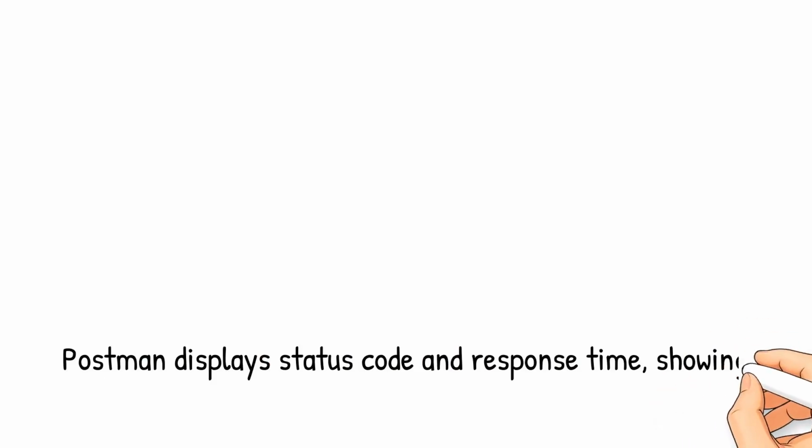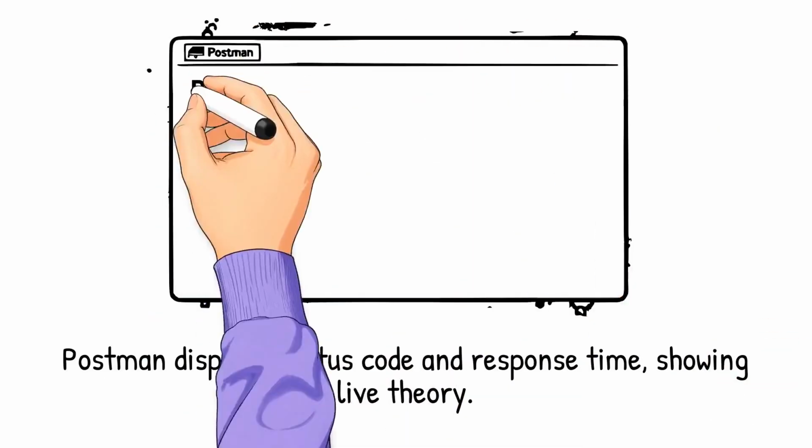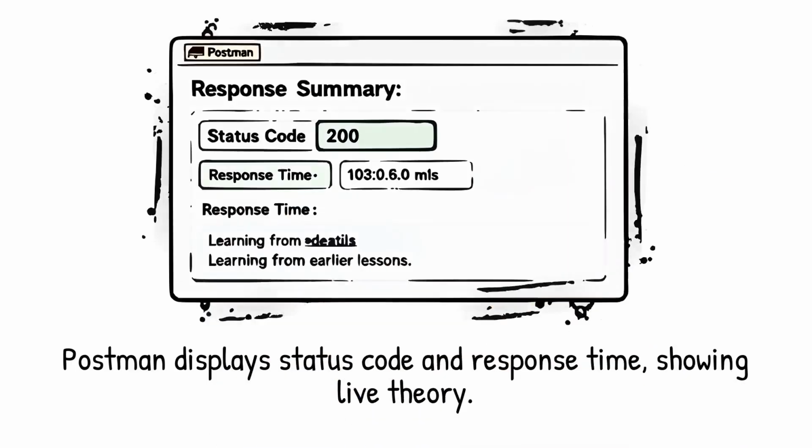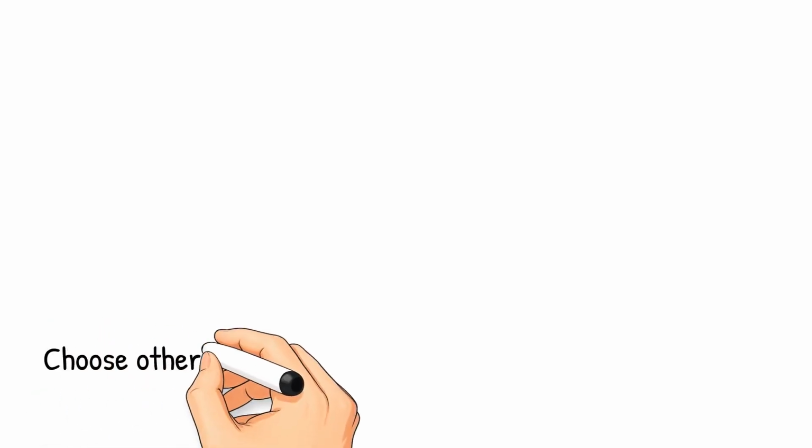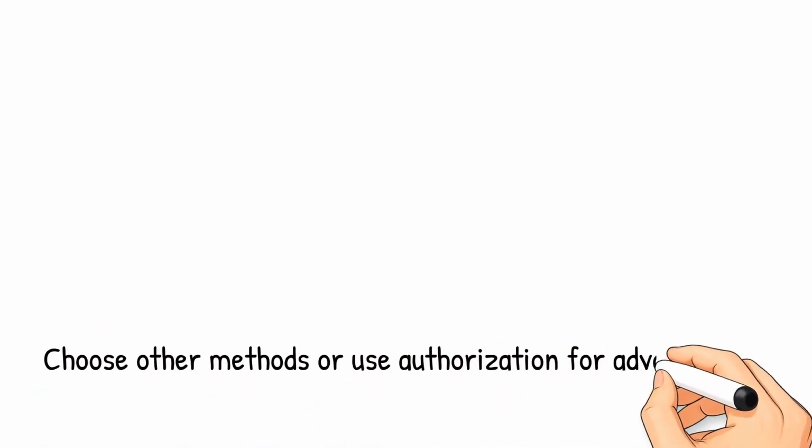Now look a little closer, because Postman shows you 2 things we learned earlier, right there on screen. First, the status code. Remember episode 6? You'll see a green 200 telling you the request worked. And second, the response time in milliseconds, so you know how fast the API answered. All the theory from this course, shown live in one place.